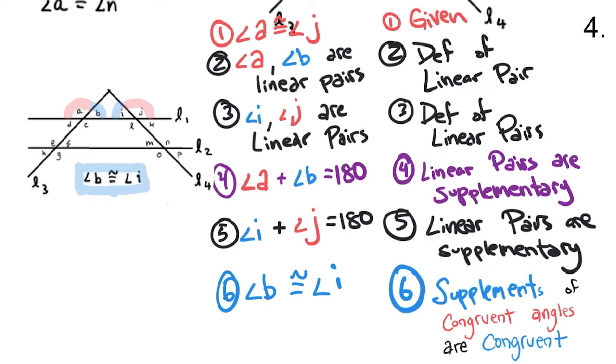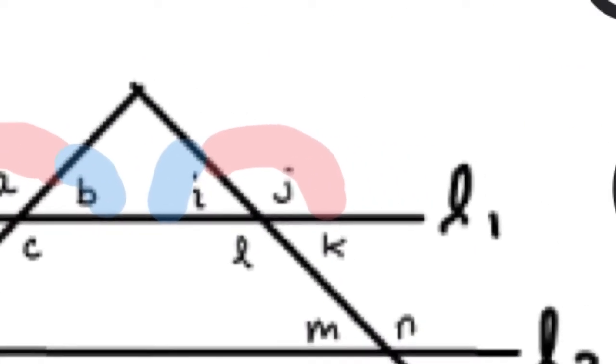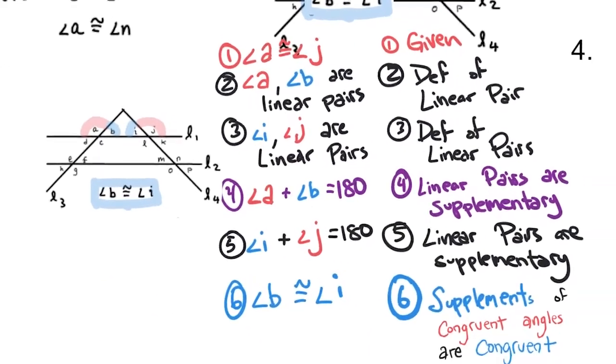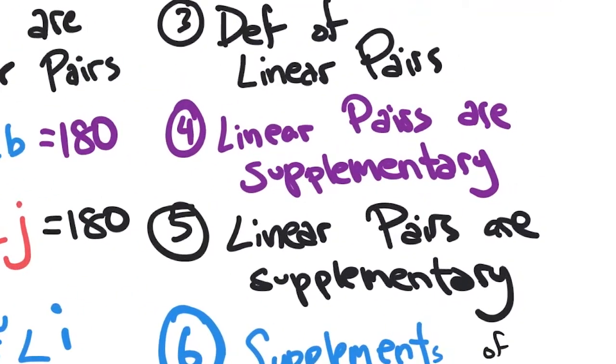Well, I know that red is congruent to red. I recognize that it says angles A and B are linear pairs, right? And so here we have a linear pair on the left side. We also have a linear pair on the right side, and that makes sense. And what do we know about linear pairs? Angle red plus angle blue equals 180 degrees. Angle I plus angle J also equals 180 degrees. And the rationale is that linear pairs are supplementary.